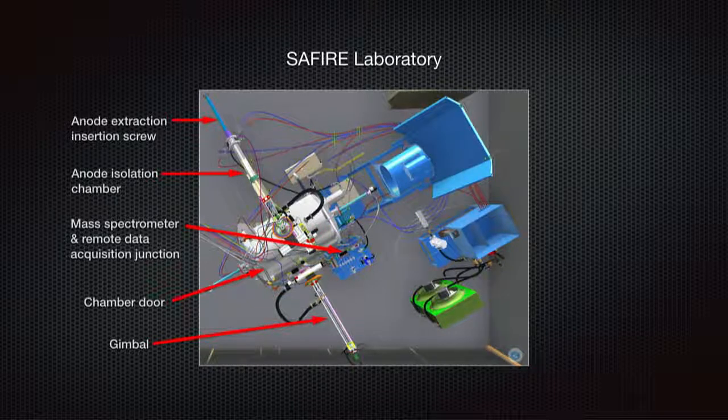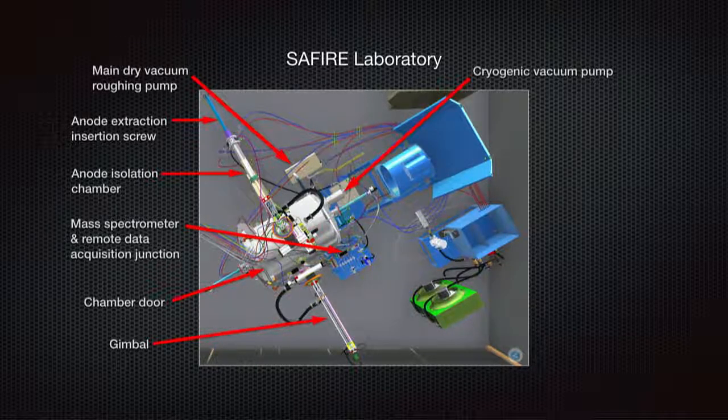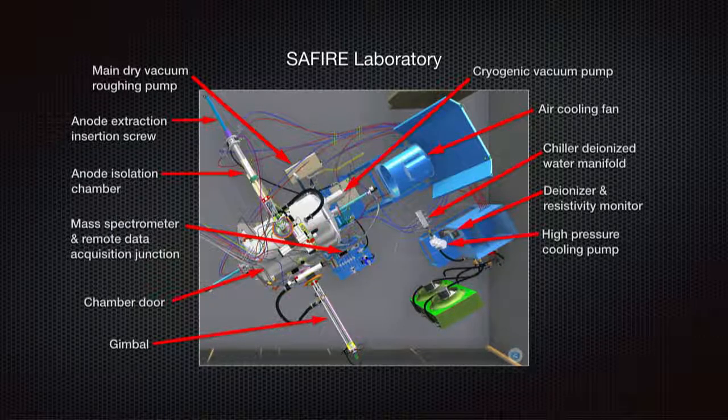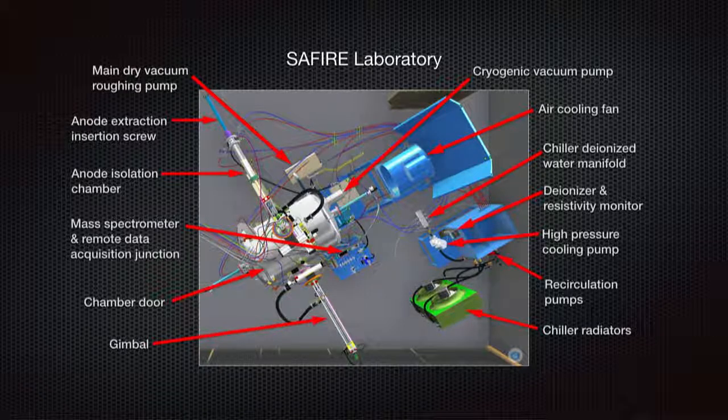So we have the gimbal. You saw that last year in the model. You're going to see the real thing tonight. The chamber door, mass spectrometer, and remote data acquisition junction. You'll see some interesting things there. Anode isolation chamber. Actually, that was Scott Mainwaring's idea.